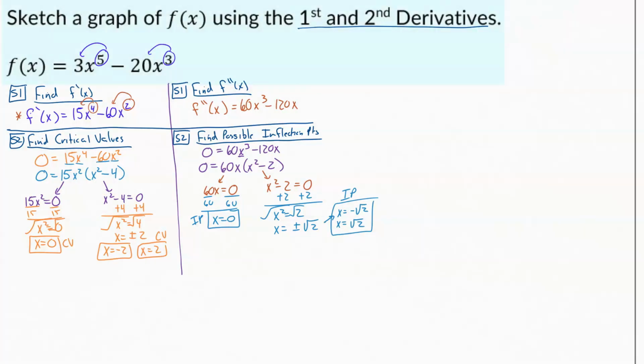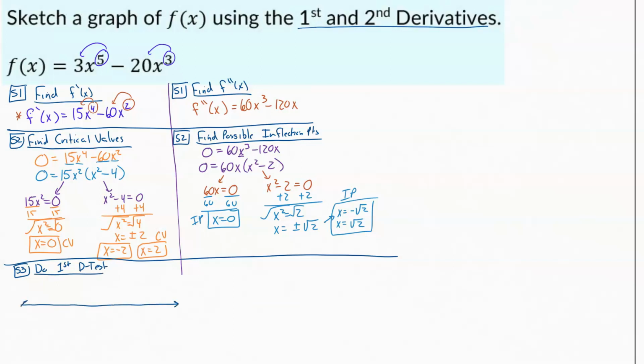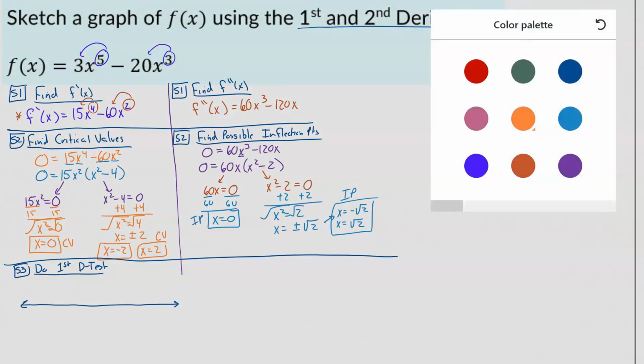Now on to step 3 for both of these processes. This is where we do that number line game. Step 3 is where you actually do the first derivative test, the first D test, as I call it. So then what you do is draw out your number line and mark your critical values.